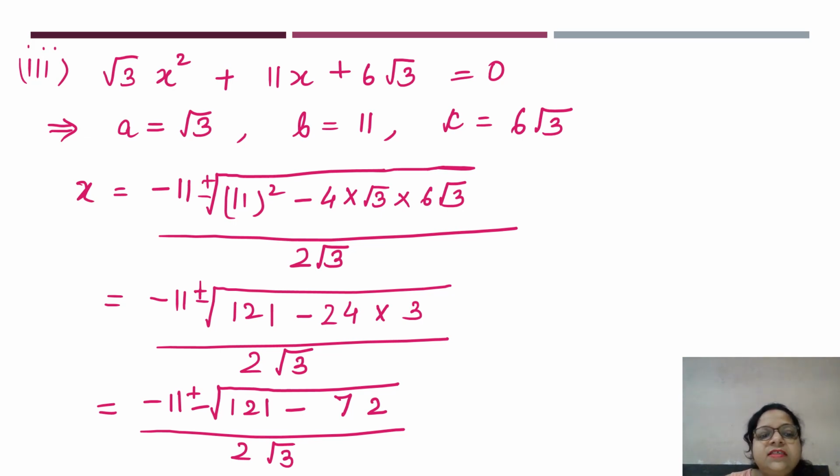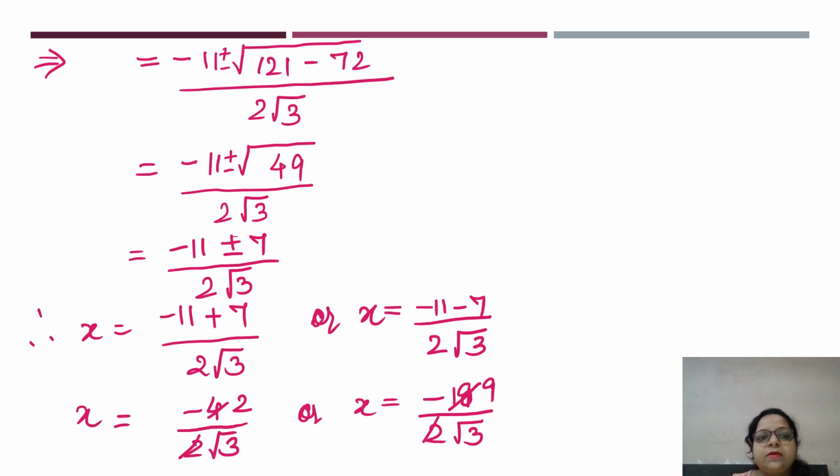So x is equal to minus 11 plus minus square of 11 is 121 minus 24 into 3. 24 into 3 is equal to 72 upon 2 root 3. Therefore, x is equal to minus 11 plus minus under root of 121 minus 72 upon 2 root 3. Therefore, x is equal to minus 11 plus minus root 49 upon 2 root 3.